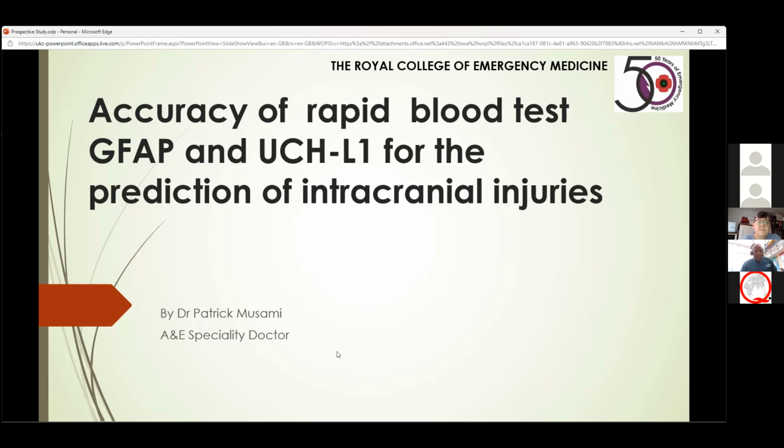So I'll go straight into the CASP questions, so that I can answer as much of this paper as I can. Was there a clear question for the study to address? And the answer is yes.